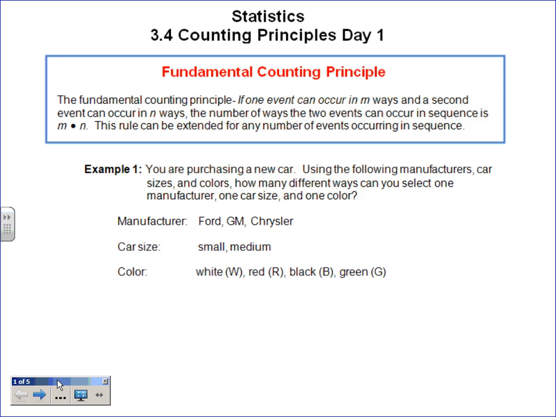So this one here, you're purchasing a new car using the following manufacturers, car sizes, and colors. How many different ways can you select one manufacturer, one car size, and one color? So basically, the first blank would be your manufacturer, and how many options do you have? Well, I have 3 potential options there. The second blank is your car size, where you have 2 options. And the last blank is, well, you have 1, 2, 3, 4 options, correct? And so if you multiply those, that'll tell you how many ways you can jumble those up. And it is 24.